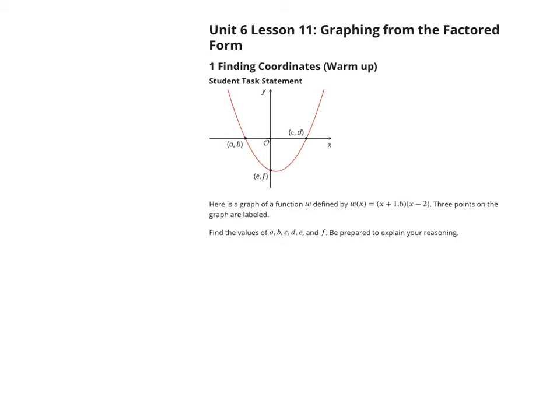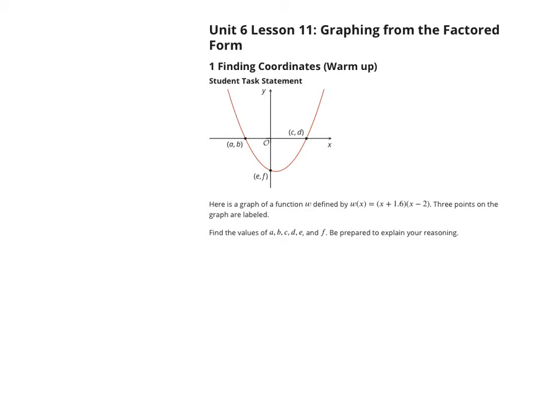So here is a graph of a function w defined by w of x equals x plus 1.6 times x minus 2. How we should really say that is the quantity x plus 1.6 times the quantity x minus 2. Three points on the graph are labeled. So find the values of everything. Be prepared to explain your reasoning.